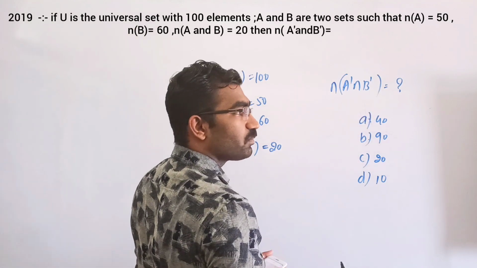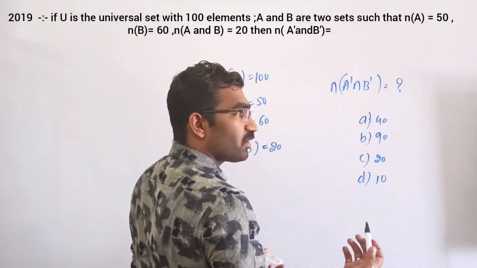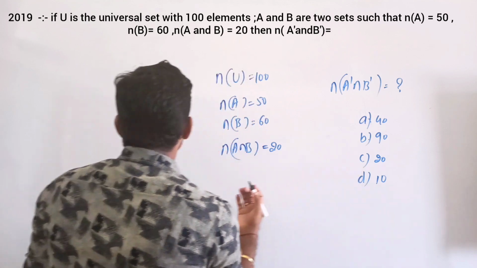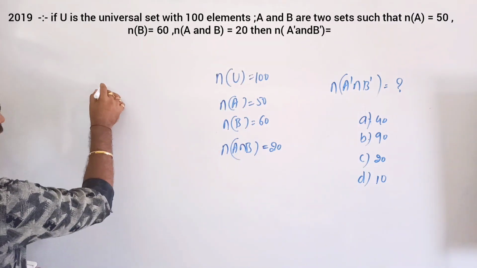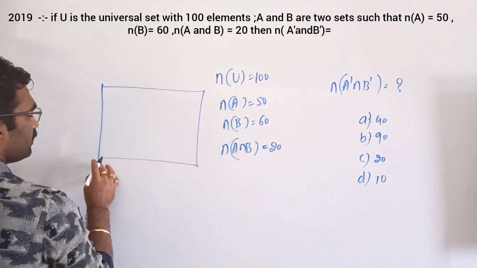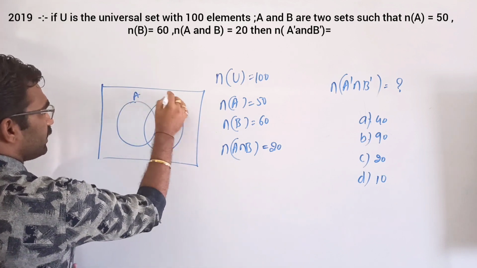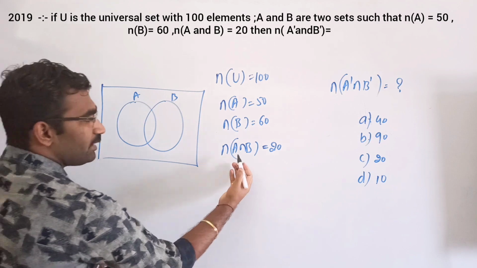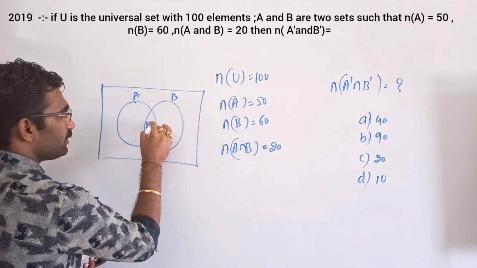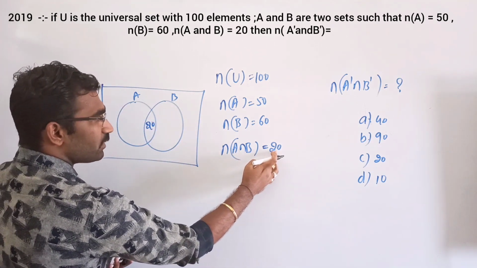If you learnt this two years back, you might not be remembering the formulas, and you might have forgotten the concept also. In these cases, what you have to do is take the Venn diagram. This is set A and this is set B. How many elements are common? Intersection means common elements, so the common elements are 20.